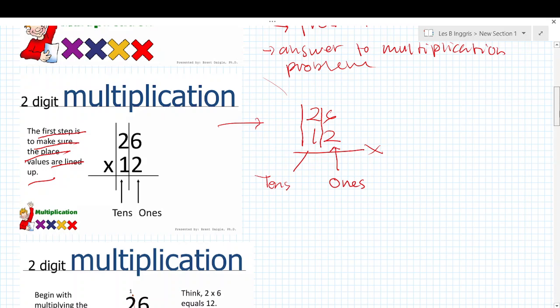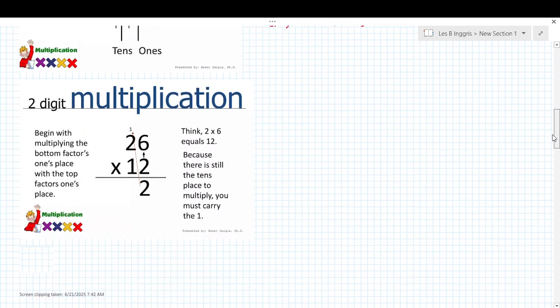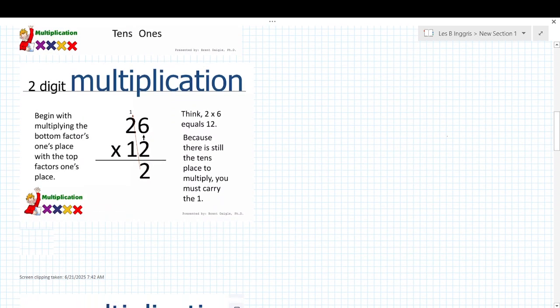So after you line up the numbers, you could begin operating the multiplication. For example, 26 times 12. Begin with multiplying the bottom factor's ones place with the top factor's ones place.